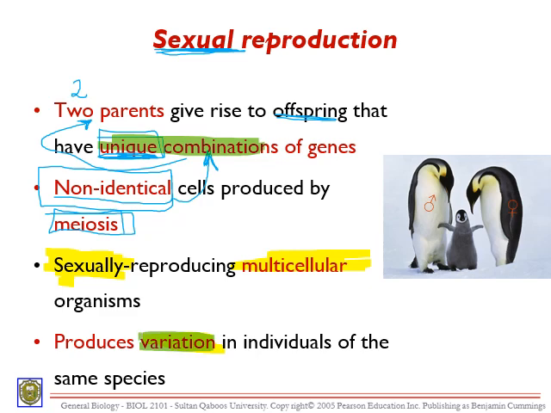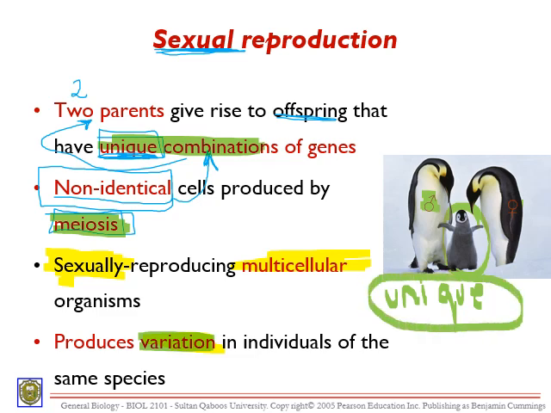Why do we have variation? Because the division in this case is meiosis. So you are combining the genetic material from two parents, from the dad and from the mom, and then you've got an individual that is unique. He's not a copy of his dad, he's not a copy of his mom, but he is a unique individual because he has a unique combination of genes.